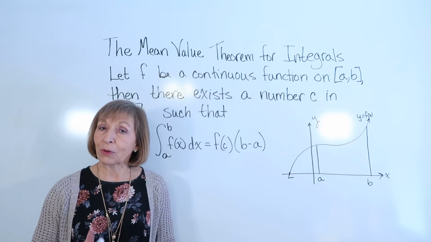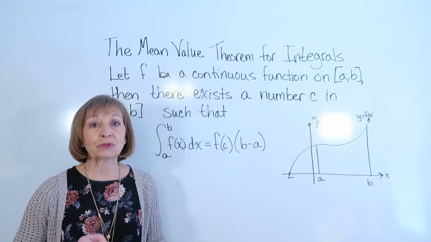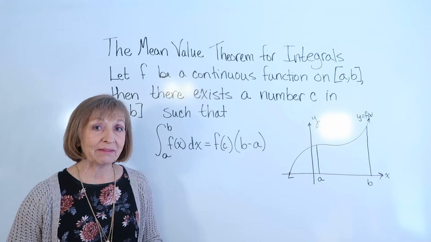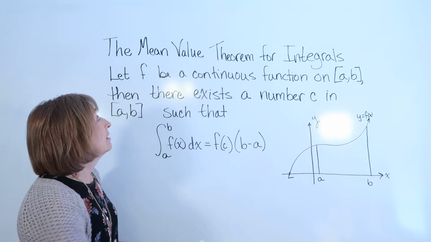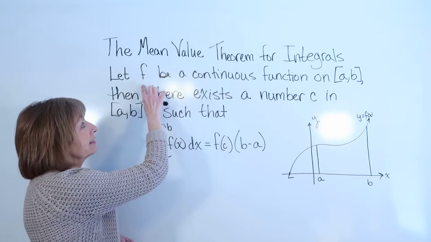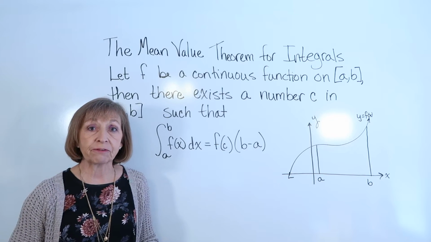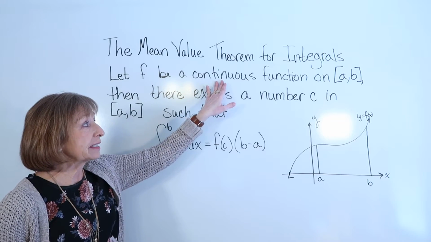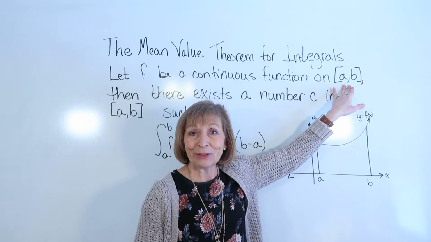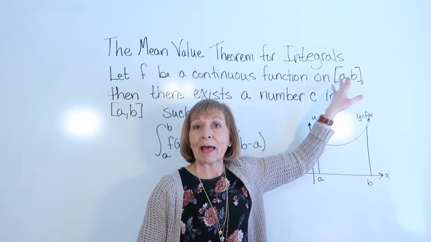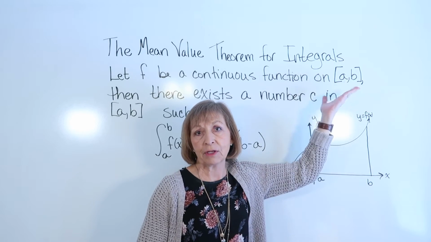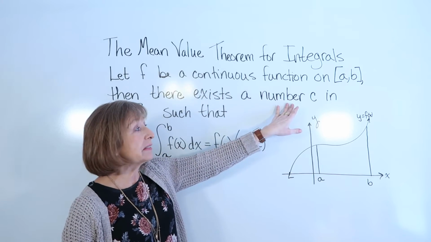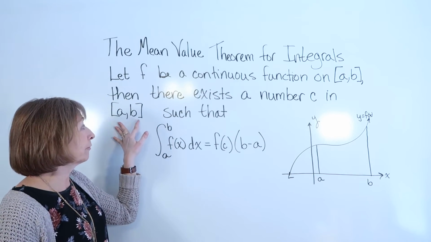Now remember, there was a mean value theorem for derivatives, and that's been posted in an earlier video. This one is the mean value theorem for integrals. So the mean value theorem for integrals says that if you've got a continuous function on a closed interval, so remember your function here is continuous. When the brackets are used to start and end the interval, that means the endpoints are included and we call that a closed interval. Then there exists a number c in the closed interval from a to b.